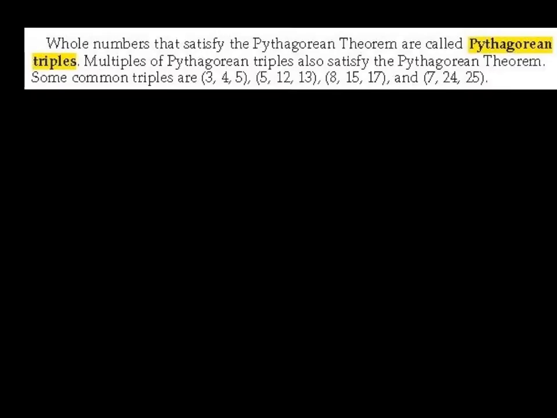Whole numbers that satisfy the Pythagorean theorem are called Pythagorean triples. Multiples of Pythagorean triples also satisfy the Pythagorean theorem. Some common triples are 3, 4, 5; 5, 12, 13; 8, 15, 17; and 7, 24, 25.